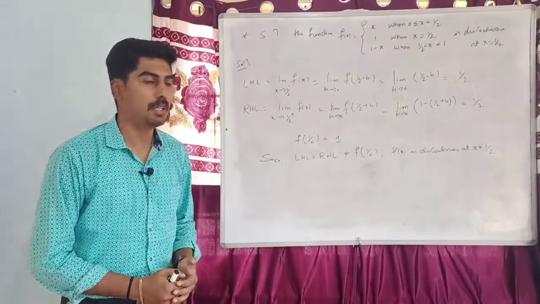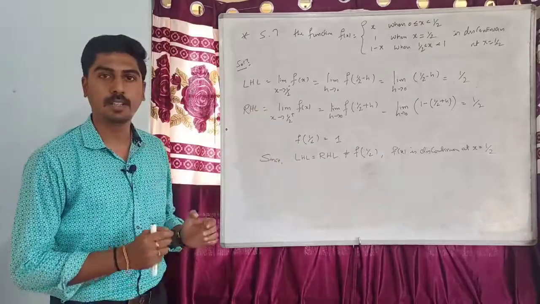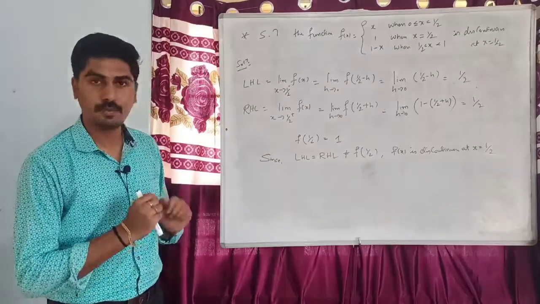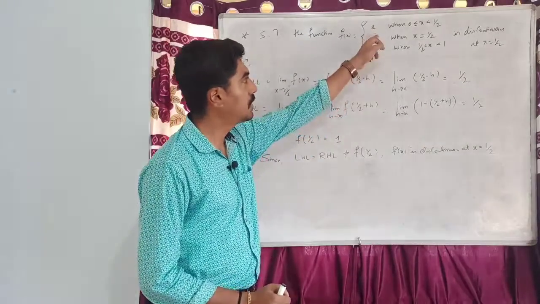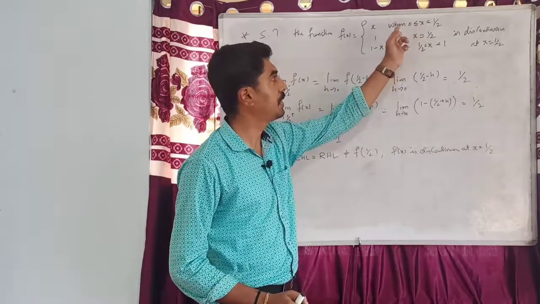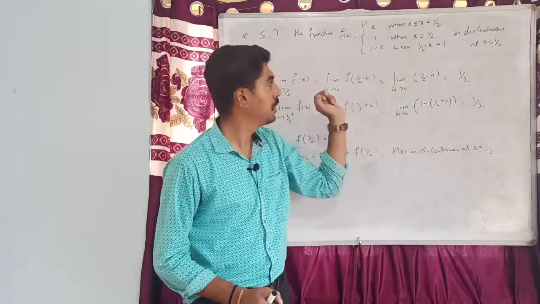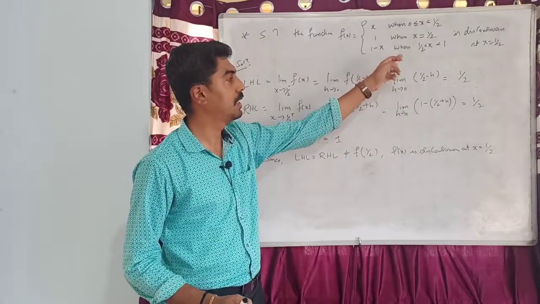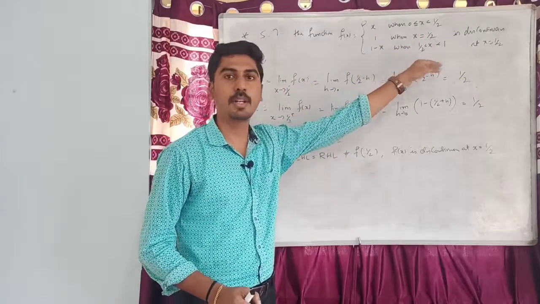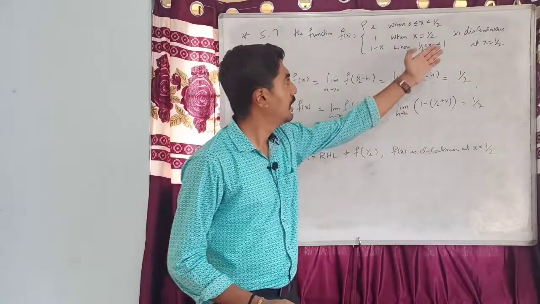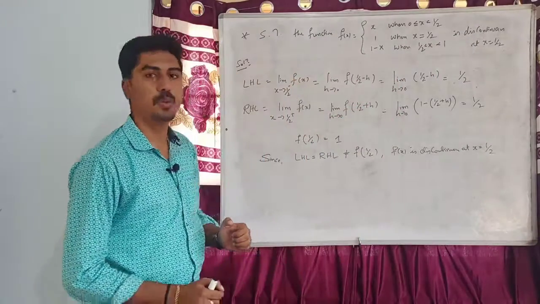Consider the next example. Show that the function f of x defined by x when x lies between 0 and 1 by 2, equal to 1 when x equal to 1 by 2, 1 minus x when x is greater than 1 by 2 and less than 1, is discontinuous at x equal to 1 by 2.